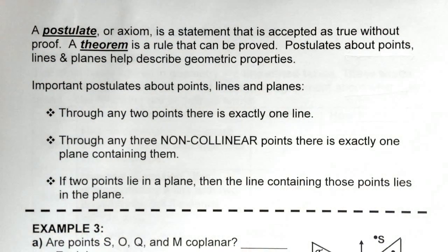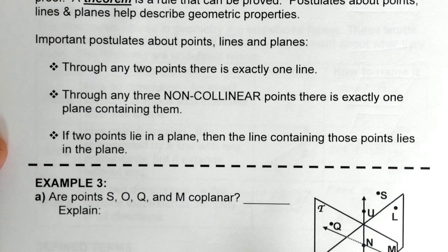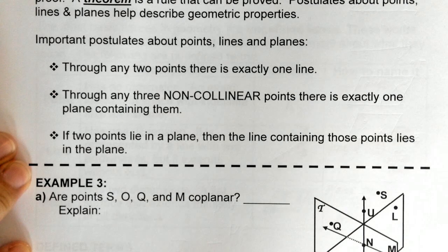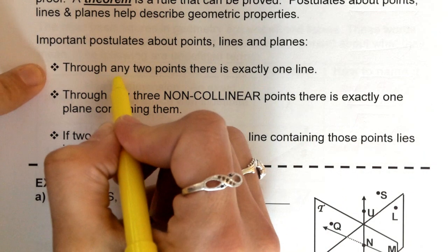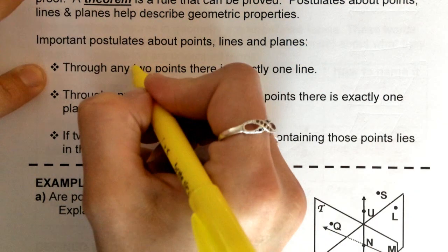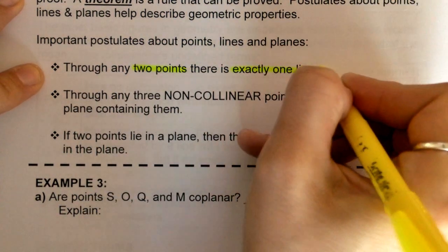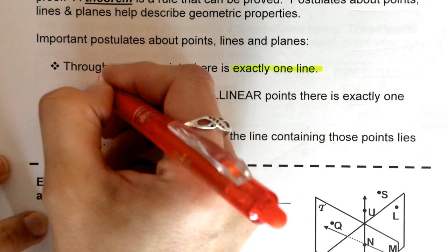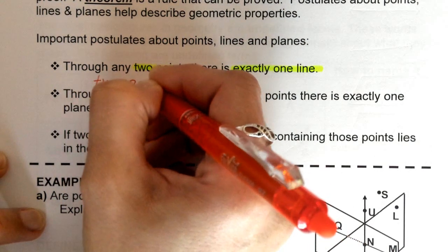All right, last page. Let's take a look at what we've got. This next section isn't too important to worry too much about our definitions. A postulate is a statement that we accept as true without proof. A theorem can be proved. We don't want to focus too much on that, but some things to remember: through any 2 points, there is exactly one line. This is going to be the 2-point postulate.